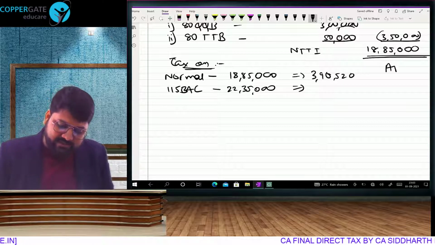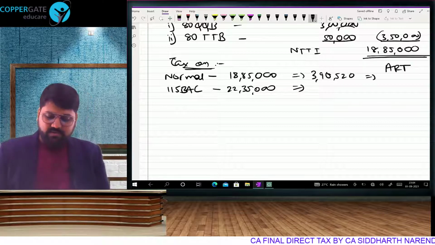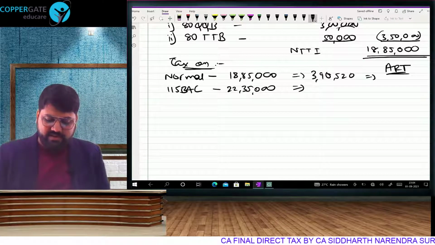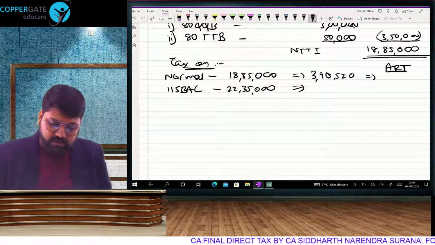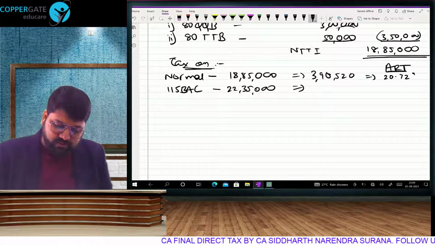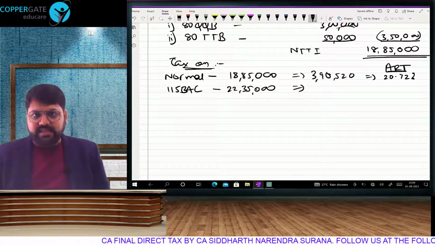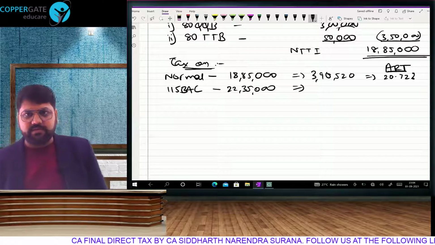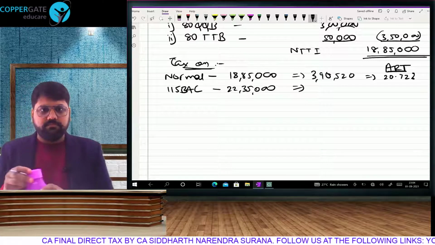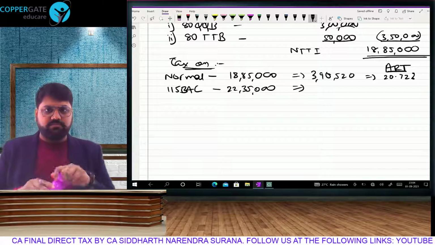Here, tell me the average rate also. Now, I know you are used to this. Tell me the average rate, 2 decimals. 20.72%. And what about 115BAC? What is your tax liability? 7,35,000 into 30%.